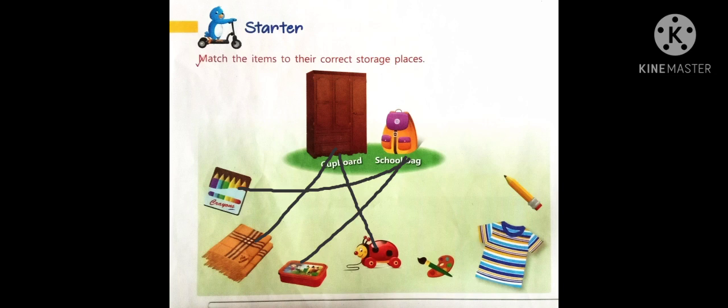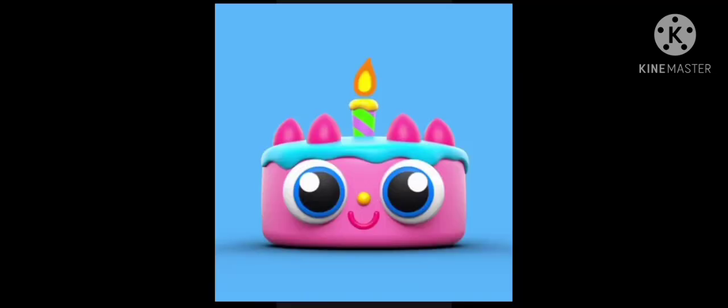The fifth picture is of a painting brush and a palette, and we store it in our school bag. The sixth picture is of a t-shirt, and we used to store it in the cupboard. The last picture is of a pencil, and we used to store it in the school bag. So match each picture with their respective storage places.